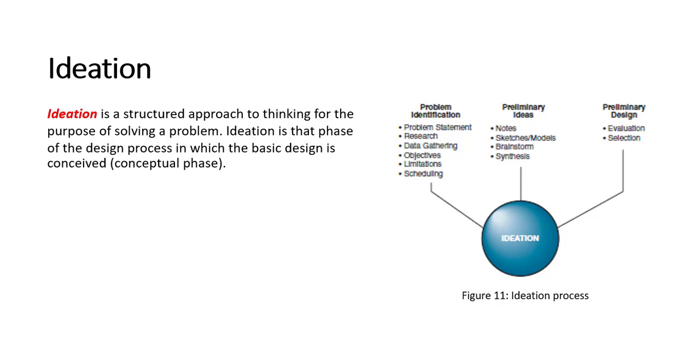The ideation process consists of three important steps: problem identification, preliminary ideas, and preliminary design. Each of these areas can be further subdivided as shown in Figure 11. The ideation process includes problem identification, preliminary idea development, and preliminary design. Ideation is the start of the design process.